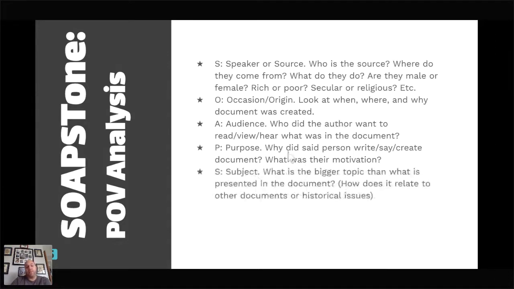S is the subject, similar to the O, the occasion. For me, though, the difference is this: if the document is like the Treaty of Westphalia one we had, that's 1648, that's the occasion. The subject is the Thirty Years' War. So it's kind of like you start with the small and you grow into the bigger. You've got this very detailed picture. Now we need to look at the wider lens, the bigger picture of what's going on as a whole, rather than what's just in that one document, okay?